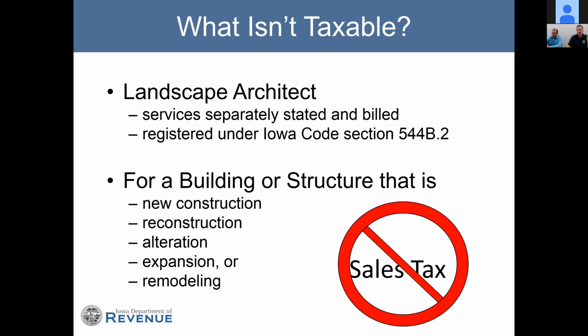Also, and Dan kind of mentioned this a little bit earlier, if we're doing some type of work, whether it be lawn care or landscaping, and it is in connection with new construction, reconstruction, alteration, expansion, or remodeling, that's going to be exempt from tax. So what am I saying here? If I build a new house, and as part of the construction of my new house the landscaper comes in and plants a few shrubs and some trees and puts some mulch down when they're finishing up my house, since that work is done in connection with the construction of my home, that labor is going to be exempt in that situation.